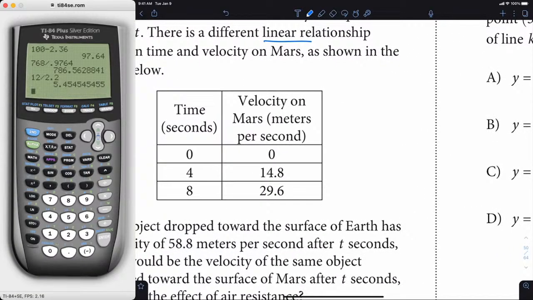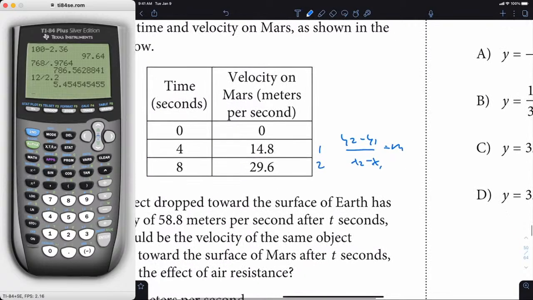But they do give us a table for Mars, which is kind of cool because then we can find our own equation. Now notice how they give us this point 0, 0, right? That means our y-intercept is going to be 0, meaning we just have to find the slope and then we're done. So we're going to use our slope equation. We'll call this point 2 and point 1, and then we'll use y2 minus y1 over x2 minus x1. That's going to equal our slope. So let's go ahead and do that. We get 29.6 minus 14.8 over 4.